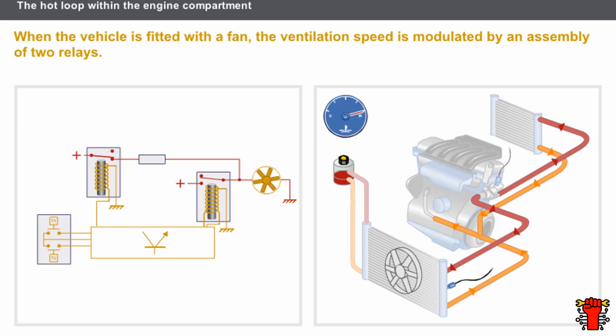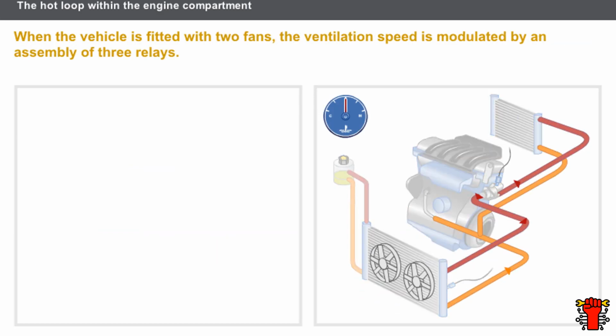If the coolant temperature increases, the sensor informs the computer. The computer controls a relay that supplies the fan with battery voltage. The second ventilation speed is engaged, which increases the heat exchange between the radiator and the exterior air.